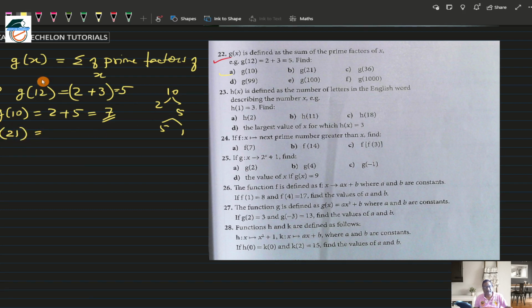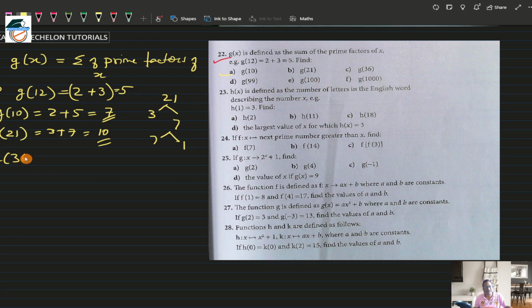B is g of 21. Now what should be the prime factors of 21? Let us check out. So the prime factors of 21 will be, we can start with 3 into 7 is 21, and then 7, 1. So the prime factors of 21 will be 3 and 7. So 3 plus 7 works out to 10. So g of 21 has to be 10. C is g of 36, right?